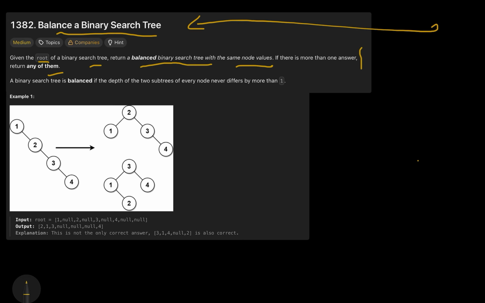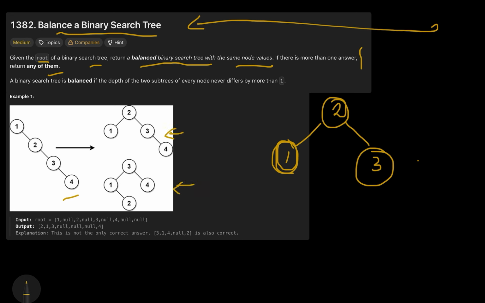Okay. So what is a binary search tree? A binary search tree is a tree in which the value of the left node is always smaller than the root and the value of the right node is always greater than the root. Okay, so for this example we can see there are two solutions. We can either make this or this.